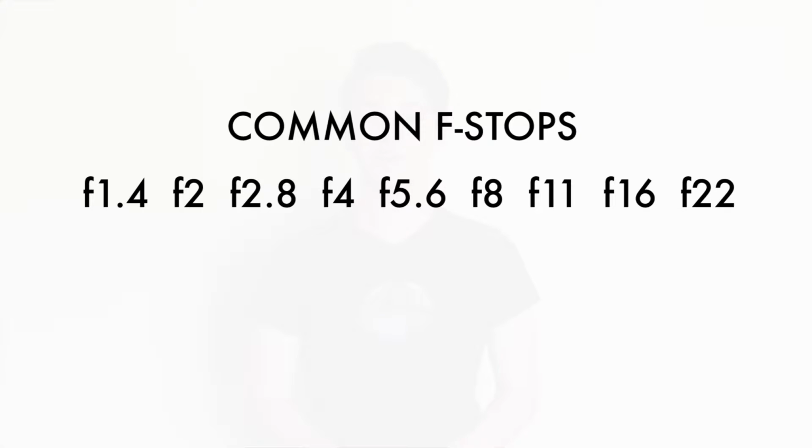The difference in size is measured in f-stops, a ratio of how tight the aperture is compared to the lens. The common f-stops are f1.4, f2, f2.8, f4, f5.6, f8, f11, f16, and f22. In this sequence, f1.4 is the brightest and widest aperture, and f22 is the smallest, darkest aperture.